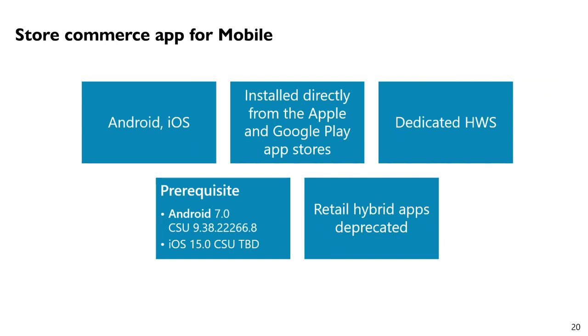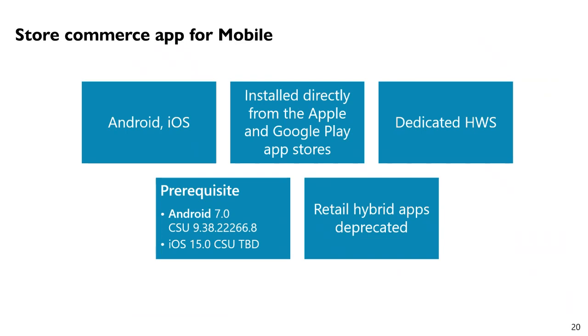Store Commerce mobile apps deliver all the capabilities and advantages of the Store Commerce app for Windows on phones and tablets. The Store Commerce mobile app can be installed directly, as I discussed earlier, from the Apple and Google app stores. In addition, the Store Commerce for iOS includes support for a dedicated hardware station, so that iOS devices can communicate with the network payment terminals, receipt printers, and cash drawers, without requiring the deployment of a shared hardware station.